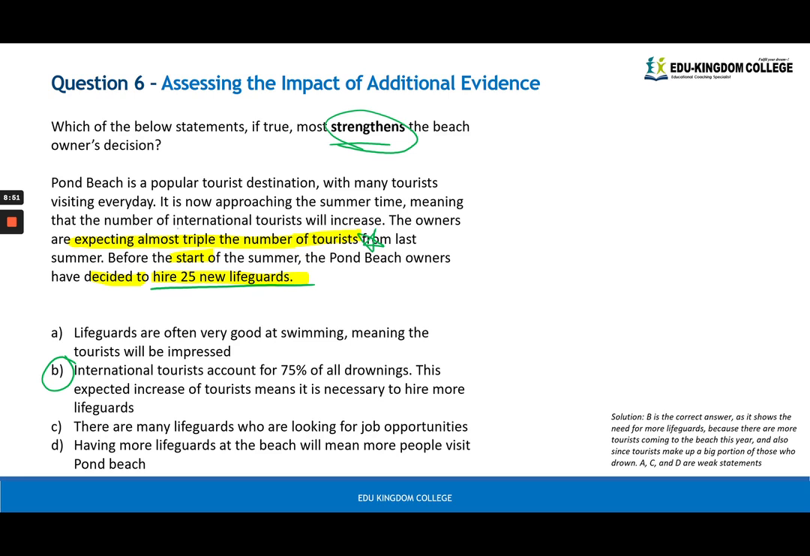Okay, talking about international tourists, and that is what we're talking about, account for 75% of all drownings. The expected increase of tourists means it is necessary to hire more lifeguards. So this perfectly sums up why the Palm Beach owners might want new lifeguards. Because there are more tourists coming this year, and tourists make up a big portion of the drowning people.